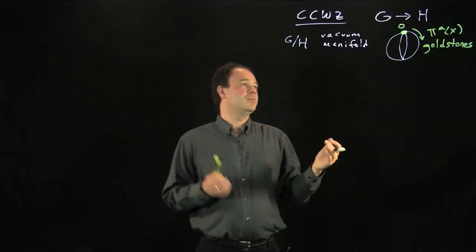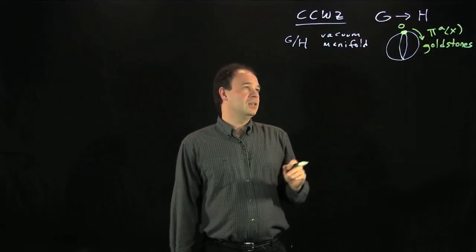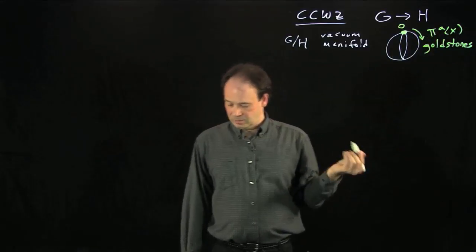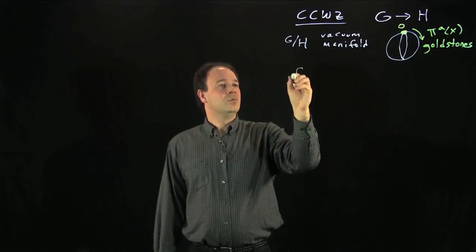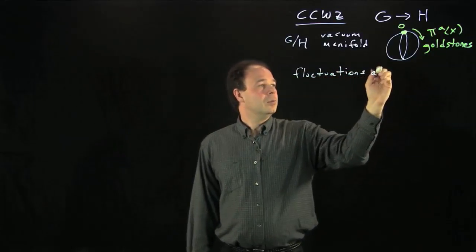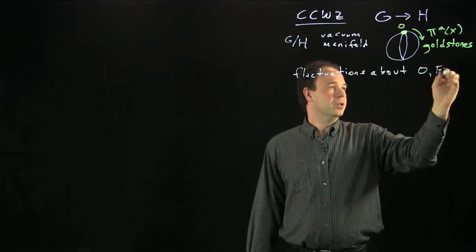So we want to set up in general, though, if we just know that we have this symmetry being broken, we'd like to have an idea of how to set up those fields. What are the right variables to use? OK, so we want to describe fluctuations about the origin. And what fields do we want to use to do that?